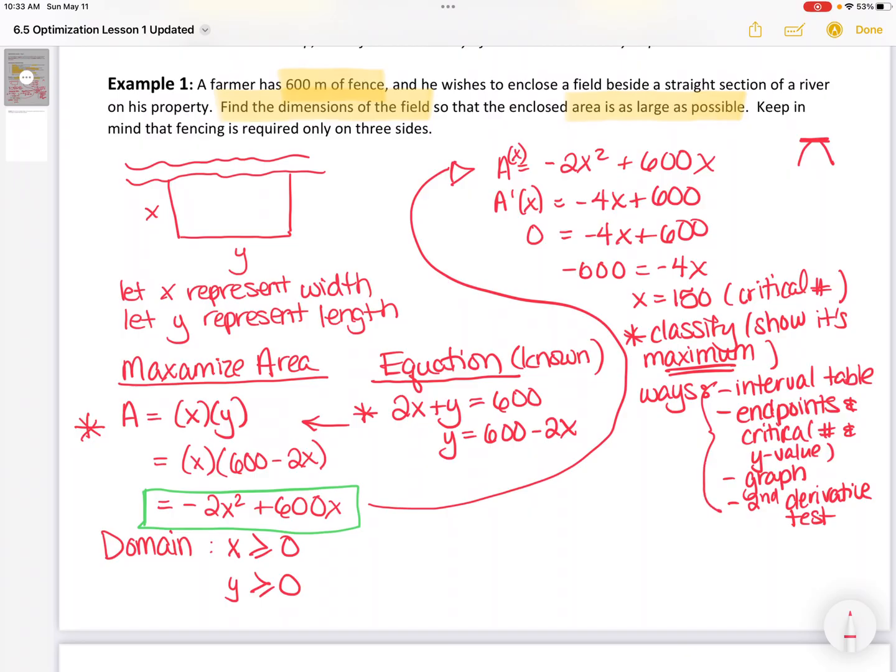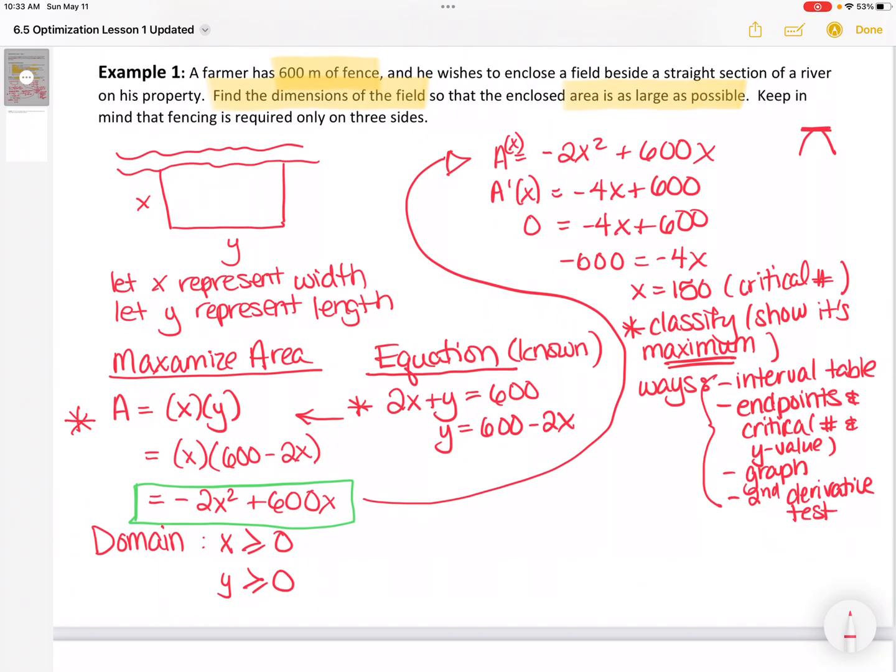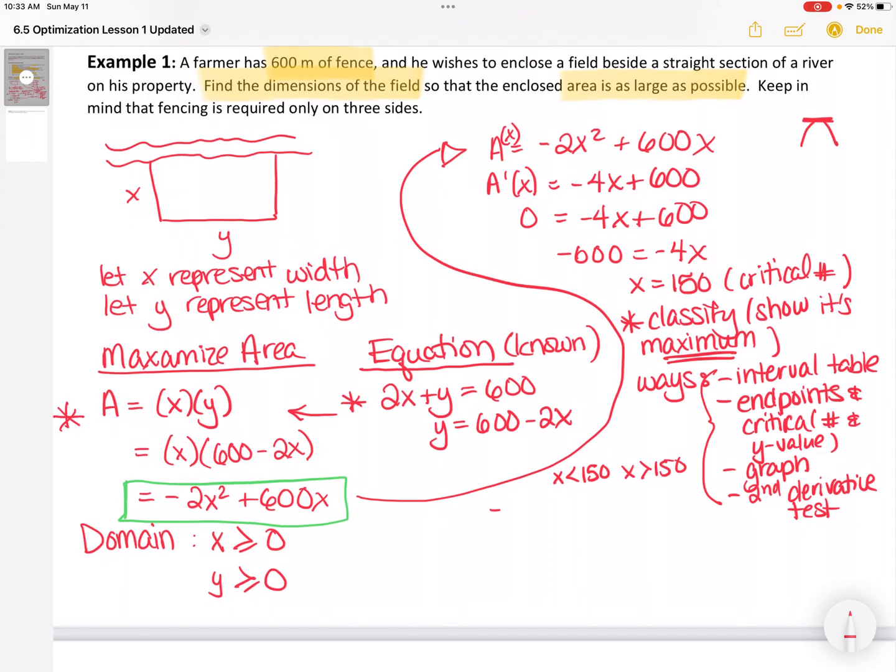For this lesson, I'm going to set up that interval table to show that it's a maximum. So I'm going to take a look at x less than 150 and x greater than 150, and I'm going to take a look at that derivative function, negative 4x plus 600. I know it's positive in this interval, negative in this interval, and so my derivative function is positive and negative, which means my function looks like this, and therefore we have a max at x equals 150, okay?